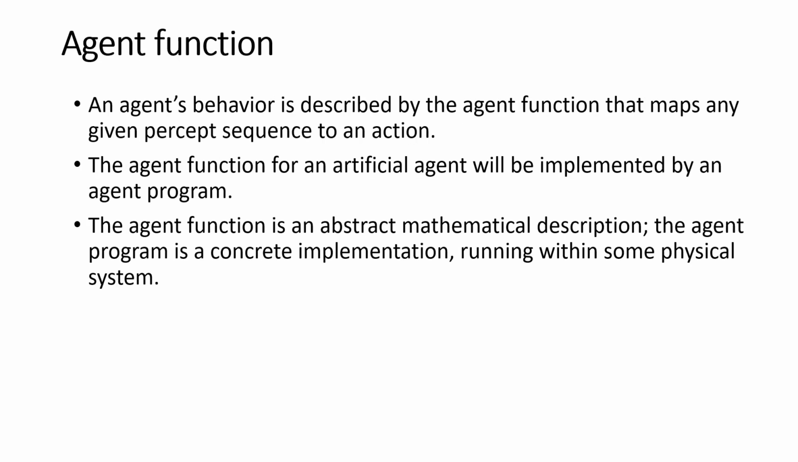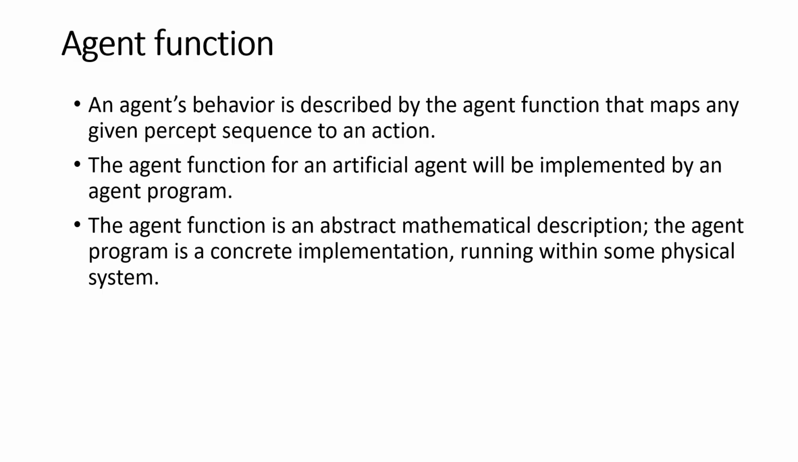Next is the agent function. So how does Google Maps decide which route to show you? Behind this decision is something called an agent function. An agent's behavior is described by the agent function that maps any given percept sequence to an action. So we can say that the agent function means what the agent should do. That is, according to theory, what the agent should do is the agent function. And the agent program means how it is actually coded. That is the practical way.